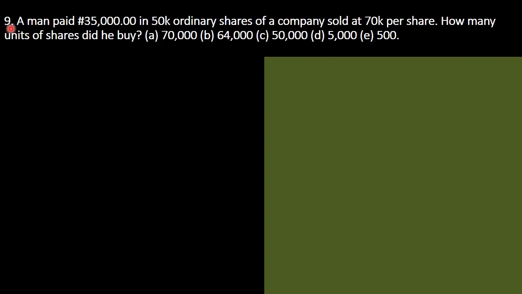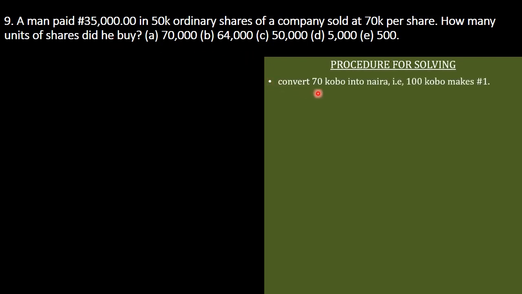Question 9. A man paid 35,000 naira in 50k ordinary shares of a company sold at 70k per share. How many units of shares did he buy? Let's check the procedure for solving this. The first step here is to convert the 70 kobo into naira. That is, 100 kobo makes 1 naira. Step 2. We apply the formula for the units of shares bought, that is, units of shares bought is equal to amount paid over amount of shares sold per share.